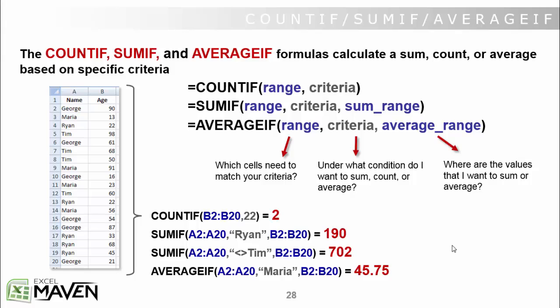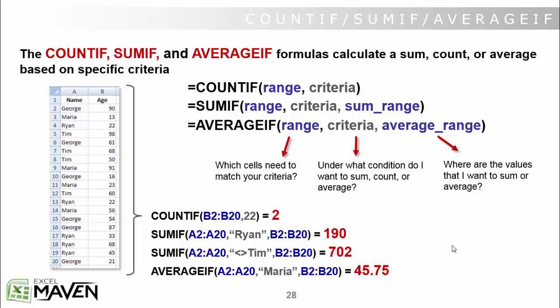All right, now we're getting into the really good stuff. Countif, sumif, averageif. This is where we're starting to build formulas that really open the door to let us create some really cool, powerful, dynamic things in Excel. So right now we're looking at countif, sumif, and averageif.